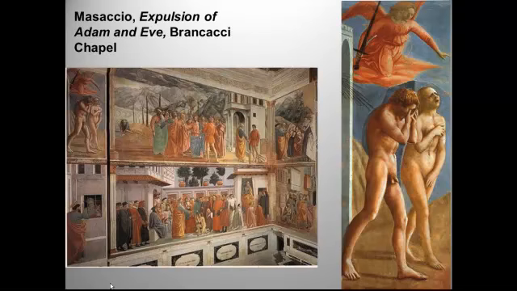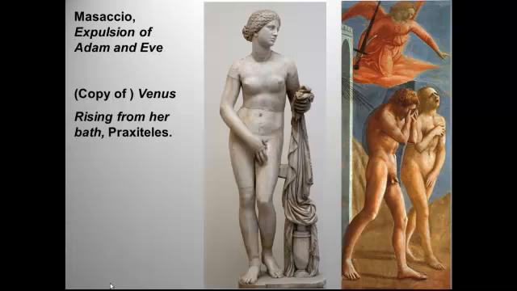I'm sure you remember the extraordinarily evocative Adam and Eve from Sister Wendy's video. The photo on the left, as you look at it, gives you a sense of where both the tribute money and the expulsion of Adam and Eve in the garden fit into the scheme of the chapel. Note, by the way, the similarity between Masaccio's Venus and Praxiteles' Venus. Masaccio would have seen copies of the statue. They littered Italy.